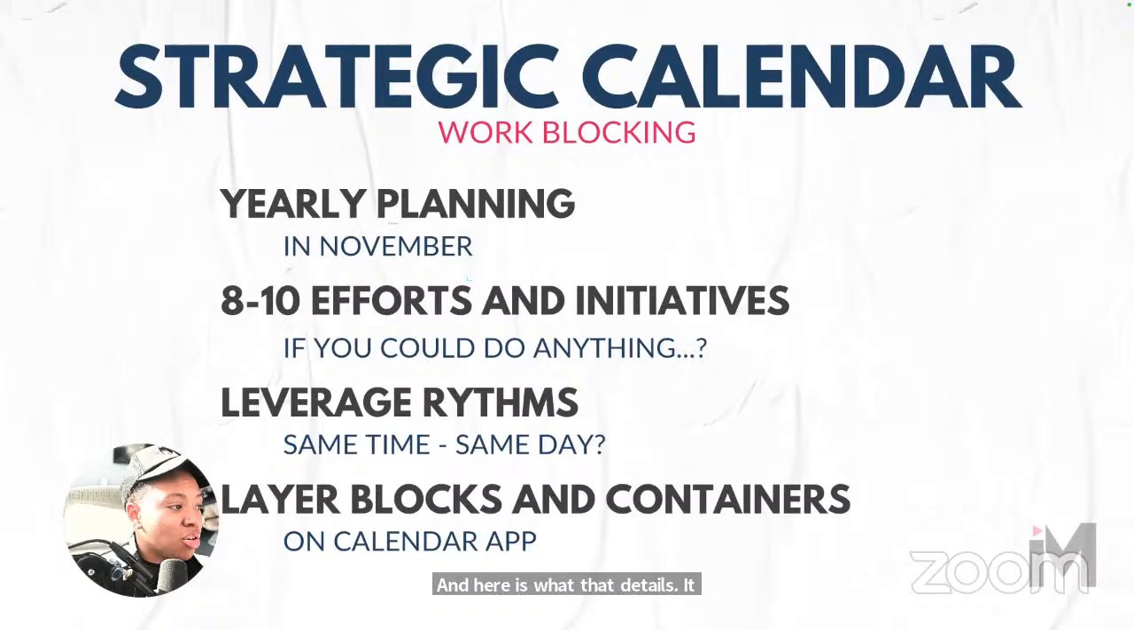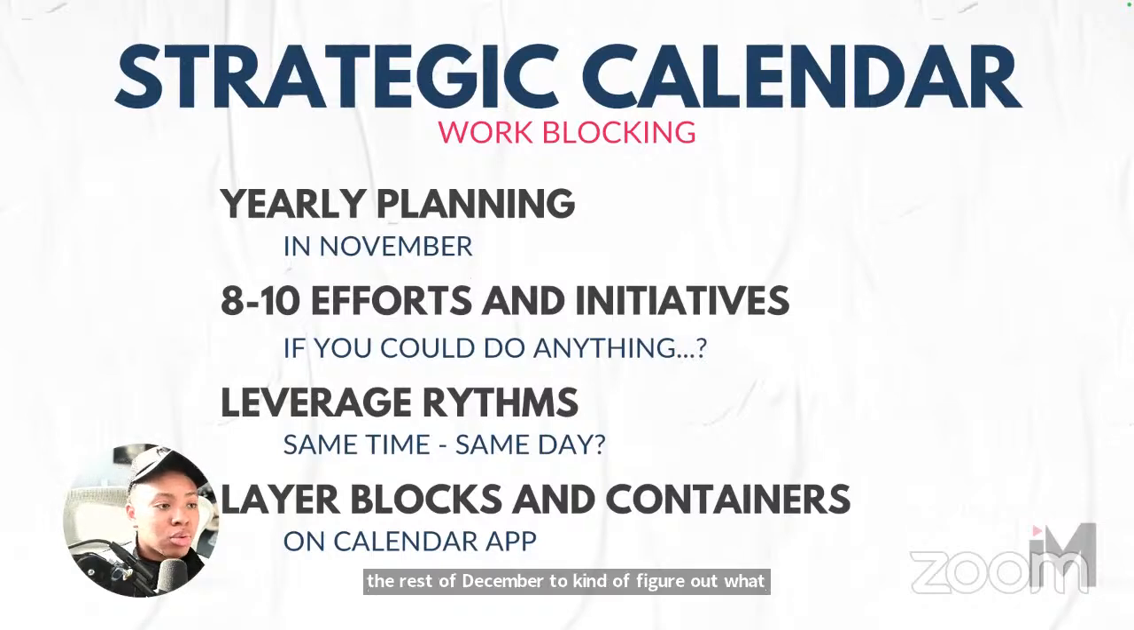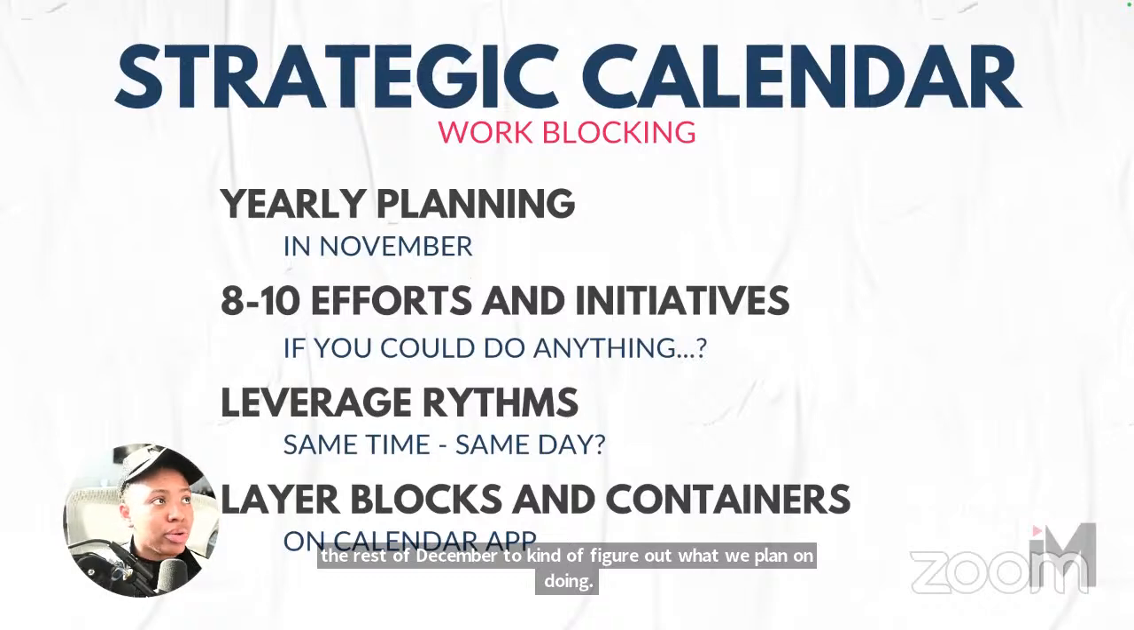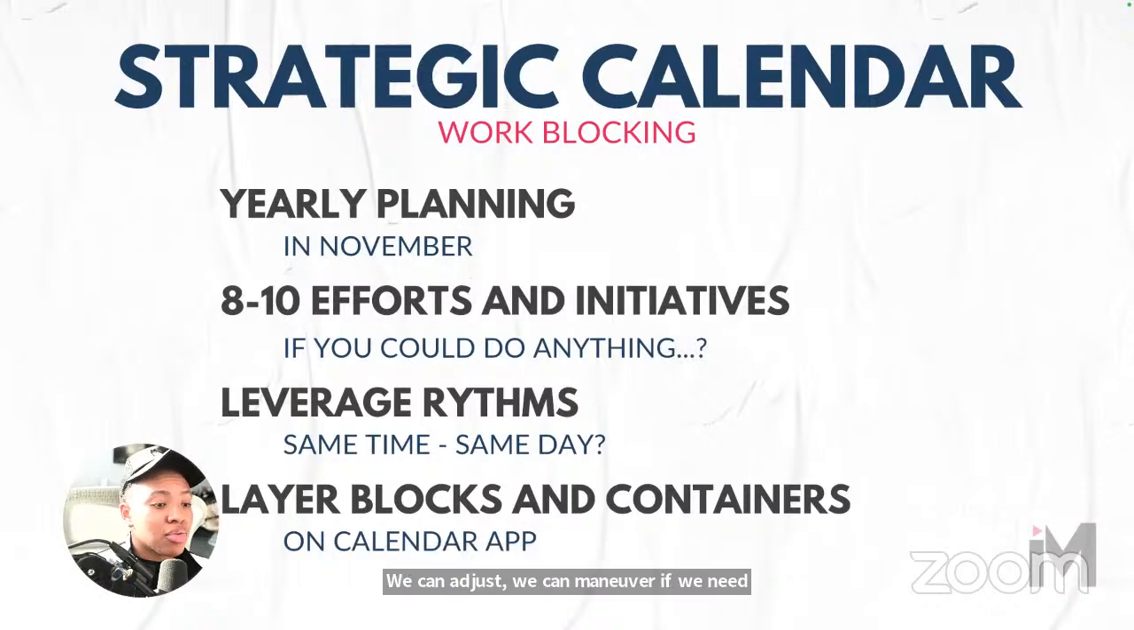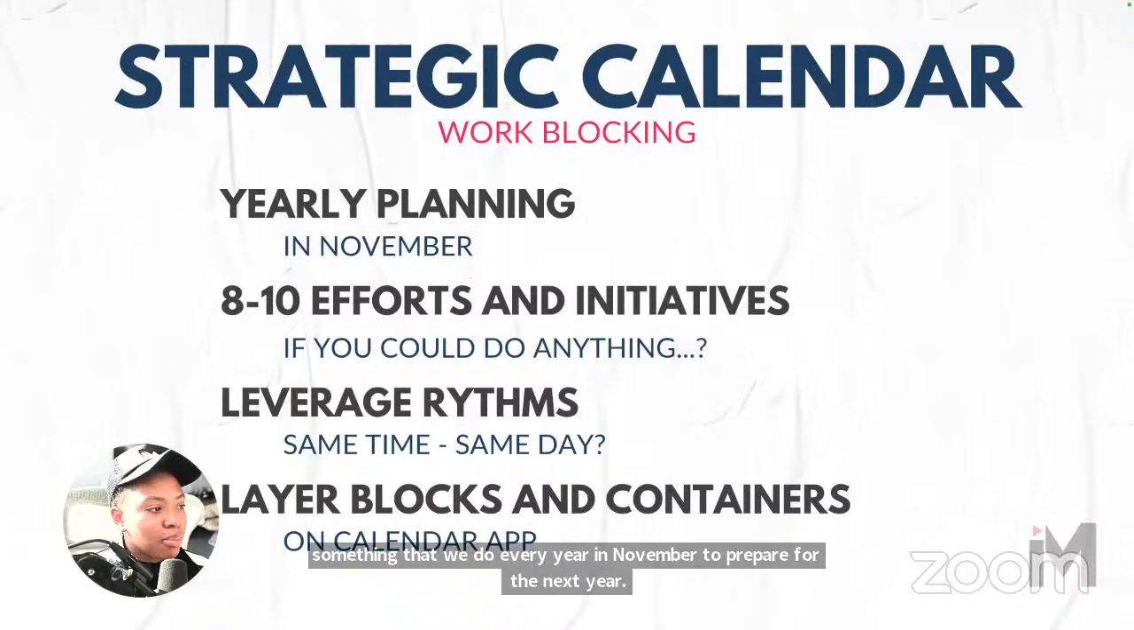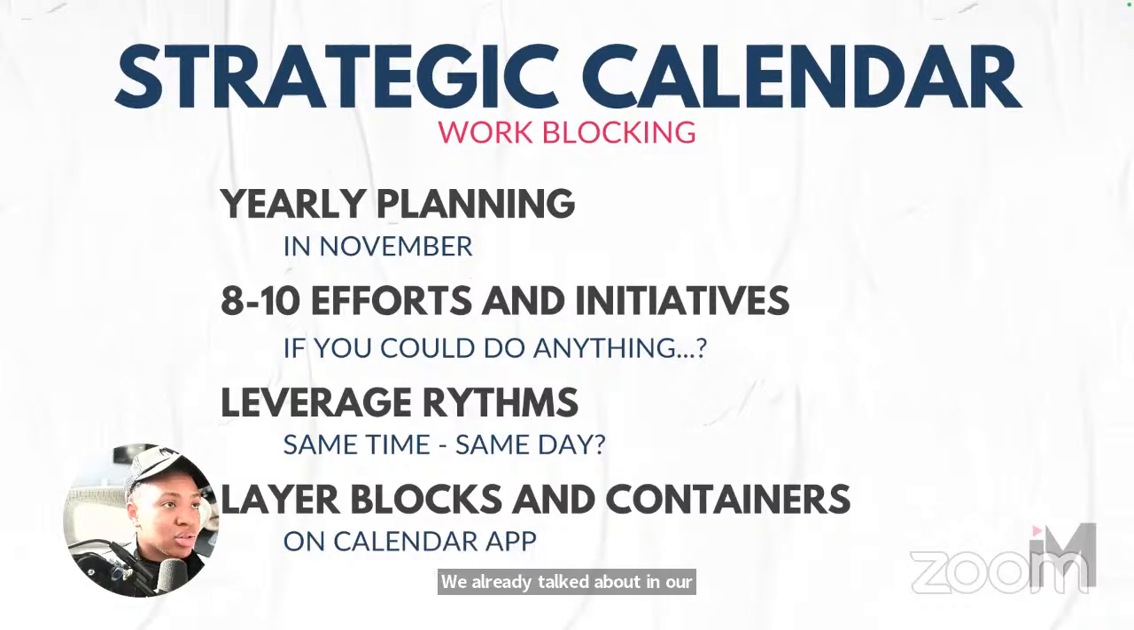It is November. We have the rest of December to kind of figure out what we plan on doing. We can adjust, we can maneuver if we need to, but this is something that we do every year in November to prepare for the next year. We already talked about in our planning exercise that we did yesterday about 8 to 10 efforts and initiatives that you would do for your business. And I even said actions, activities, and accomplishments that you would like to achieve in 2024.